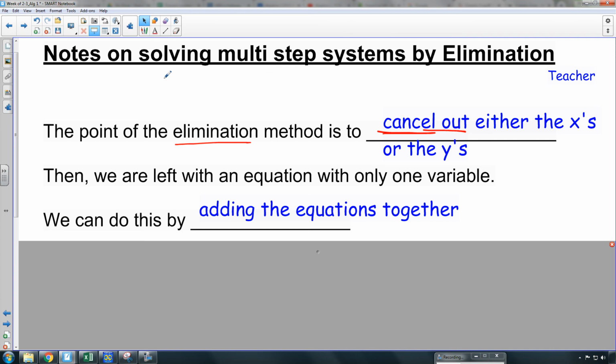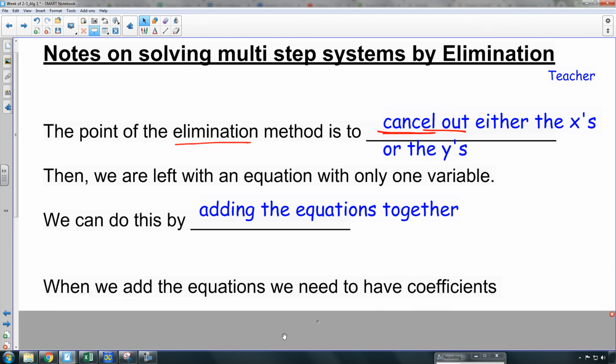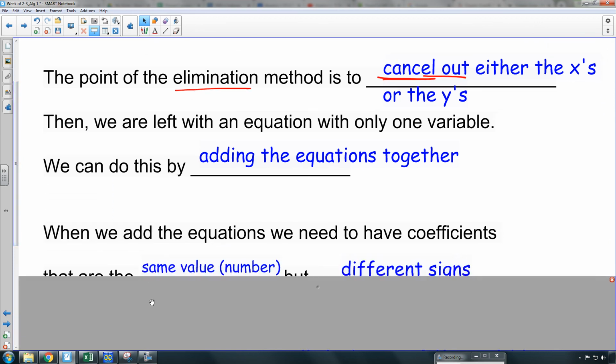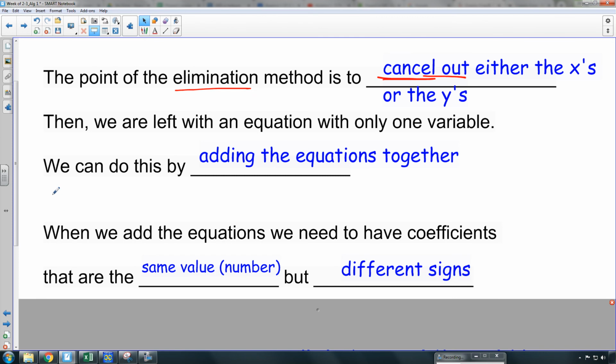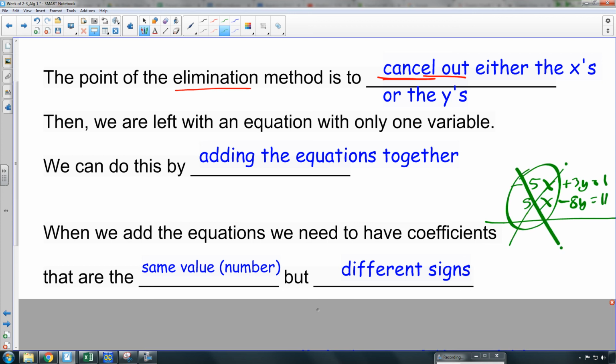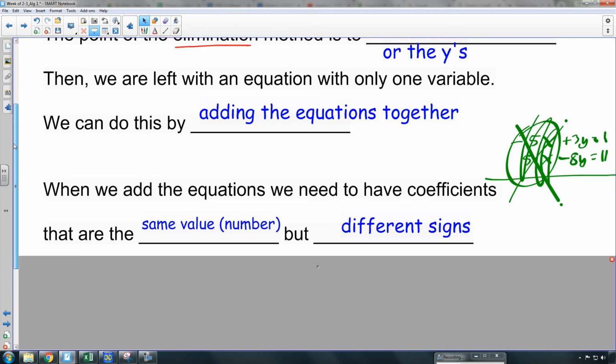Now, not every time is it going to be beautiful and they add together and it's all gone. But for today, as we're starting out, that's basically the way it's going to work. So we can do this by adding the equations together. When we add the equations together, what's important is that we need to have coefficients that are the same value, the same number, but different signs. In other words, you need to have equations where you have let's say negative 5x on one of the equations and 5x on the other. And then I don't care what we have here. We have 3y equals 1, minus 8y equals 11. Doesn't matter. But that's the important thing, that these have the same value, different signs. So we want to have equations that have the same number but different signs.